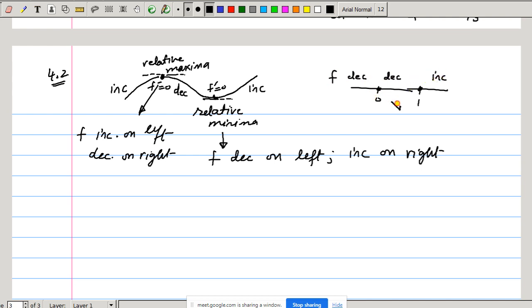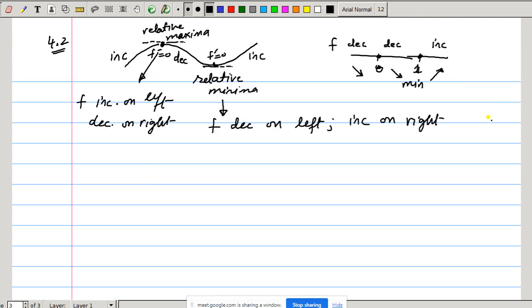But here you see my function was decreasing and then it started increasing. It means I have a minima there. It was decreasing, still decreasing, so nothing here. At 0, I got nothing. So we can say that f has a minima at x equal to 1, and at 0 I got nothing. No maxima, no minima, because it was decreasing, still decreasing.